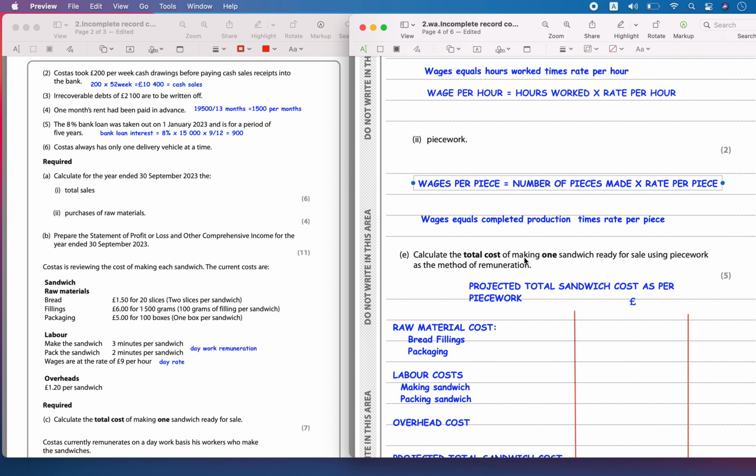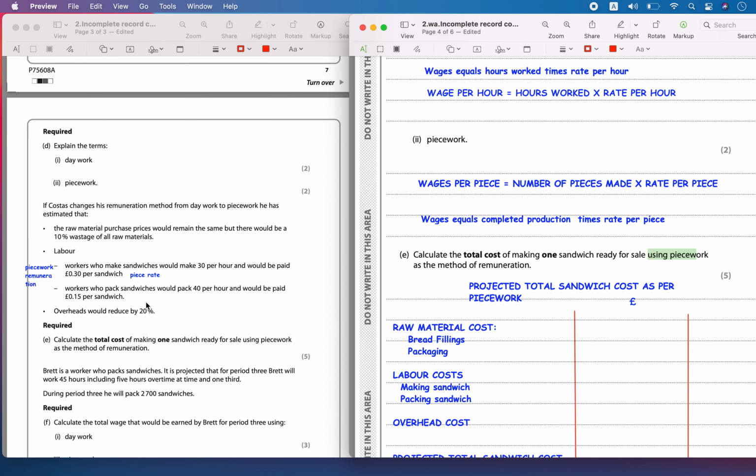Now calculate the total cost of making one sandwich ready for sale using the piecework labor remuneration. So now he has changed the labor remuneration, and there is also a change in the cost of raw materials. There is a labor cost paid at the piece rate, and the overhead is also affected. So let's calculate the total cost of making a sandwich as per the piece rate work.